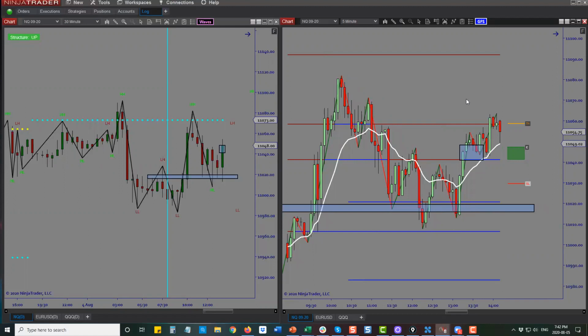Can you elaborate more on the buffer zone if possible? Yeah, I can do that in a second.